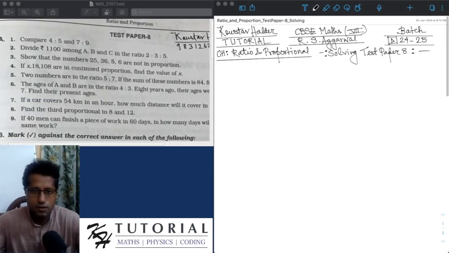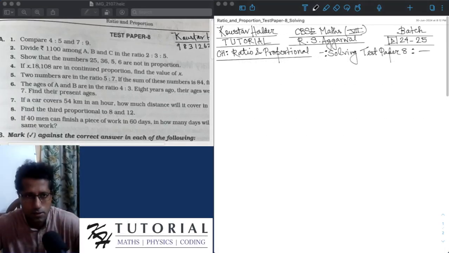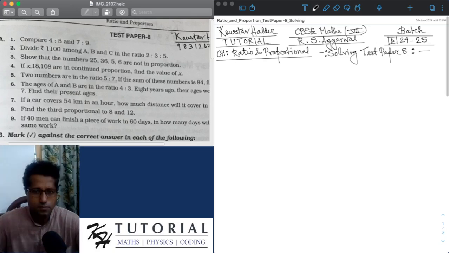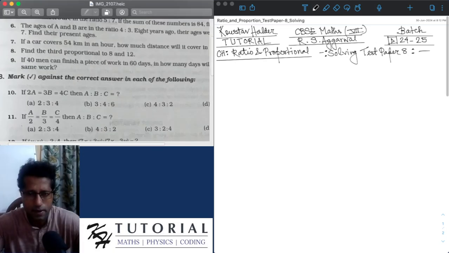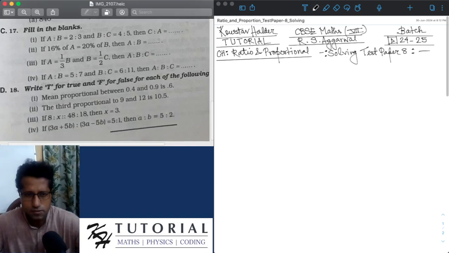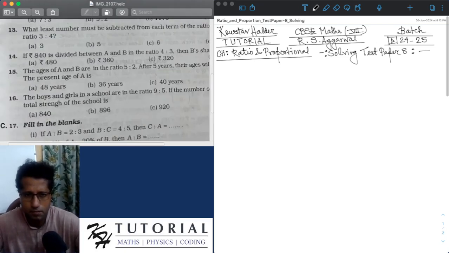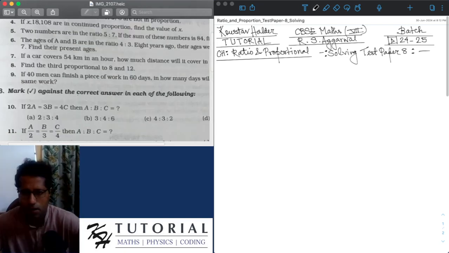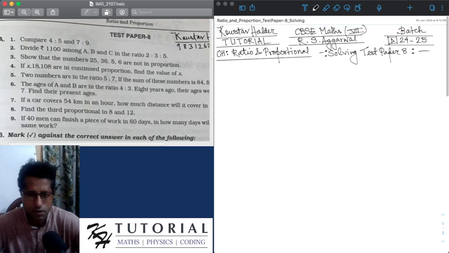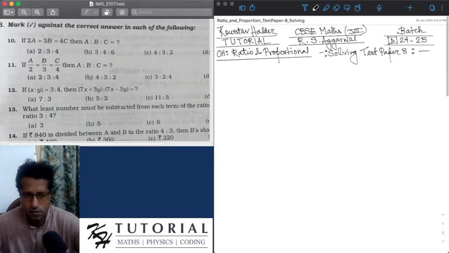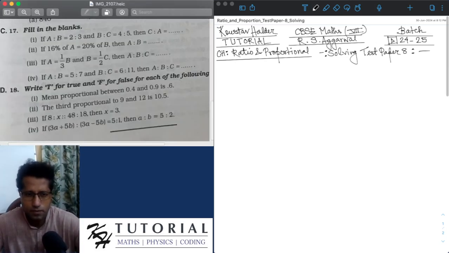Okay, so as usual I have the test paper on the left hand side, and on the right hand side I will solve the problems. So this test paper 8 has 18 questions, even though some questions have multiple subparts. If you consider this test paper as a test, then you should be able to complete this test in roughly 1 hour, roughly 3 minutes per question.